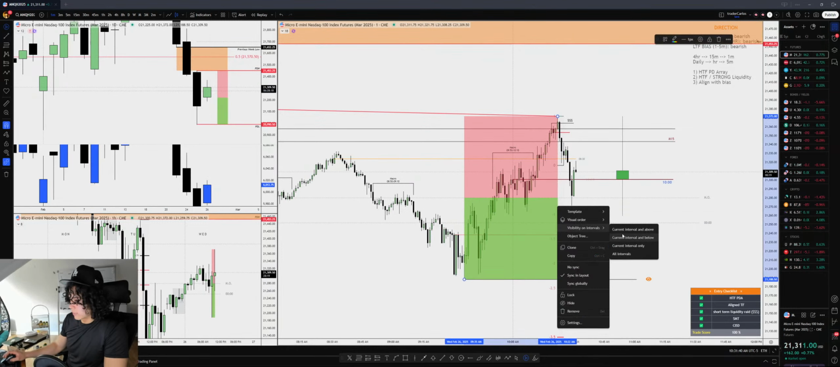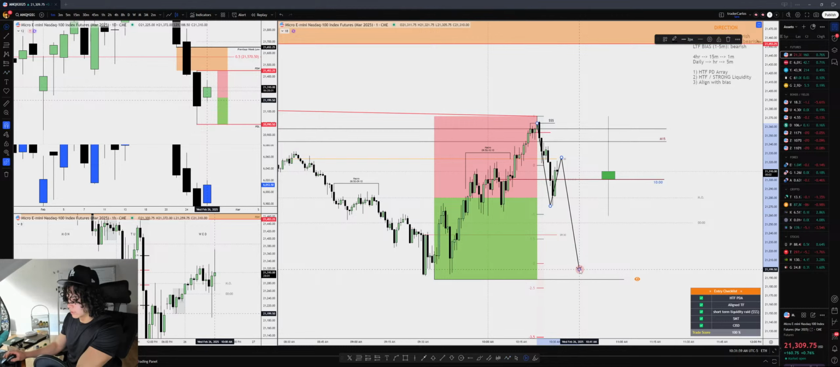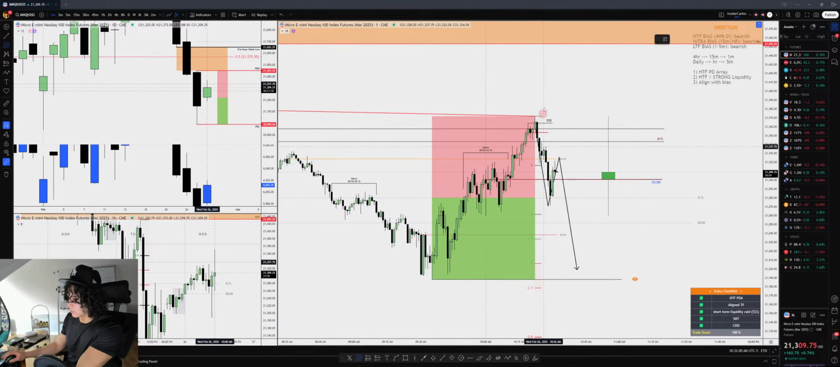So I don't want to see this, because if we do retrace down to discount and then start getting candle closures above, then we're obviously going to continue going higher. But if we do retrace to discount, retrace back up to premium, and then continue going lower, then that's ideal too.